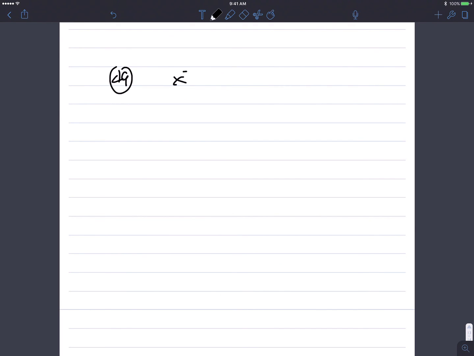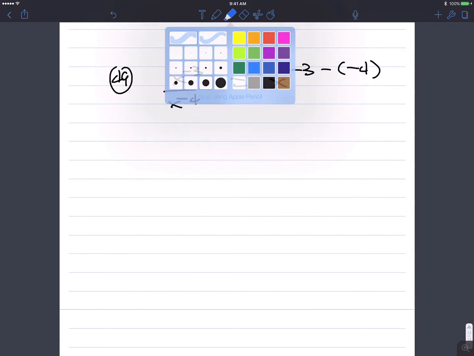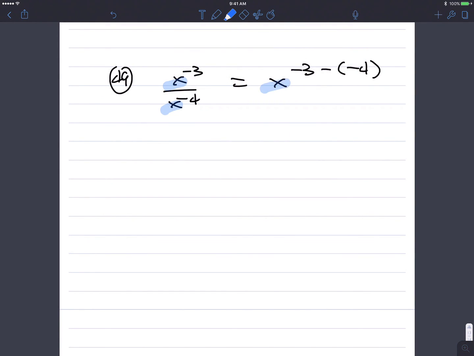49. X to the -3 power over x to the -4. Keep your base, subtract the powers. Base x, keep that base, x. -3 minus a -4. Here's the -4. -3 plus 4. That's 1, or simply just an x. And that's 49.